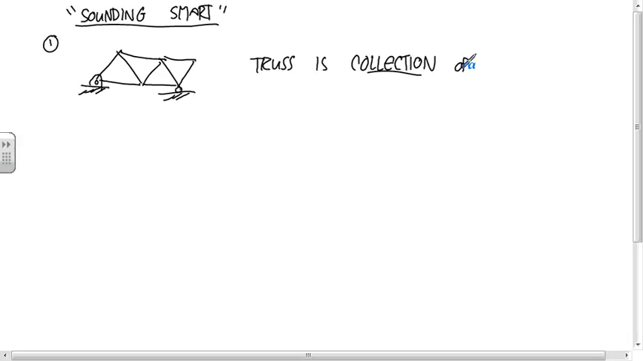Most people got the thing right where each of the members does have to be a two-force body, so you have to ignore the weight and all that kind of stuff. The loads need to act at the joints, but the truss itself is the collection.